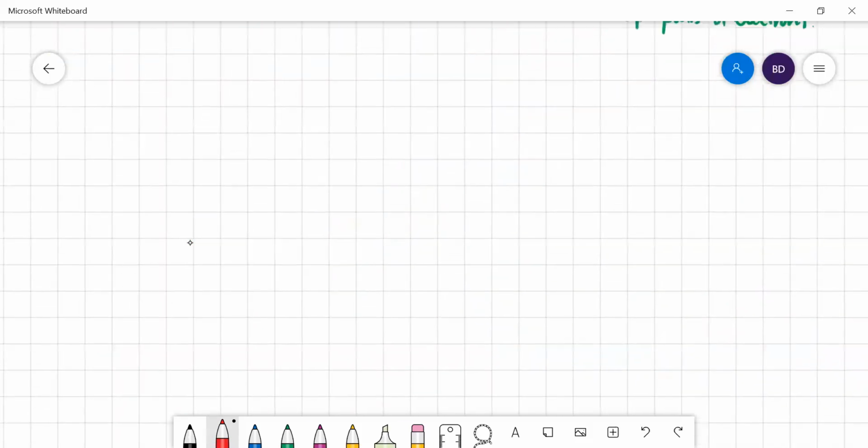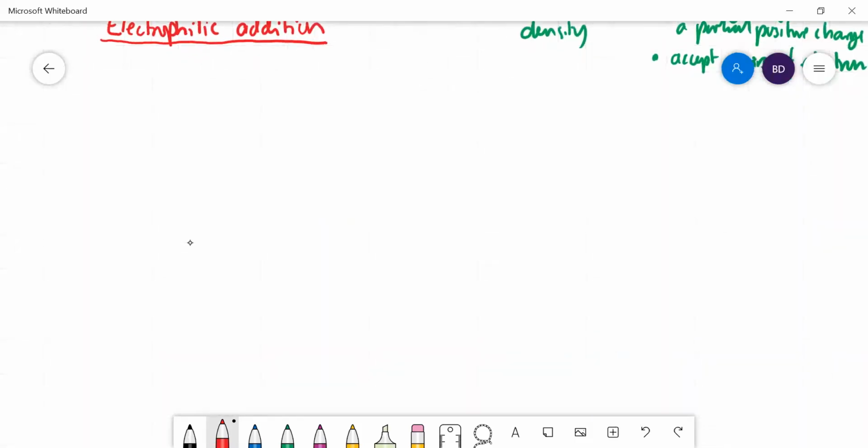So what we're going to do is look at the reaction between ethene and hydrogen bromide. So here's hydrogen bromide. Of course, bromine is more electronegative than hydrogen, so it's got a partial negative charge on the bromine, and that means the hydrogen has got a partial positive charge. So as this gets close to the pi bond, it will start attracting the electron density towards it.